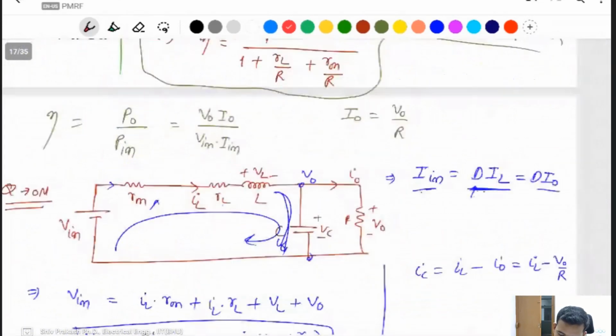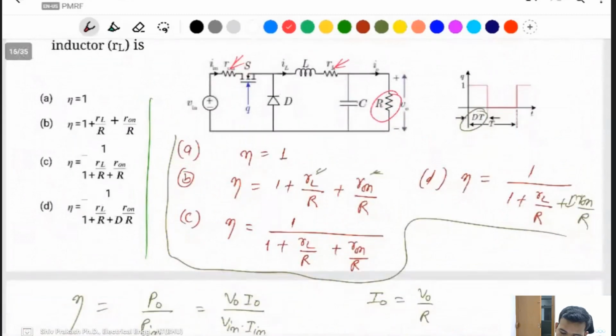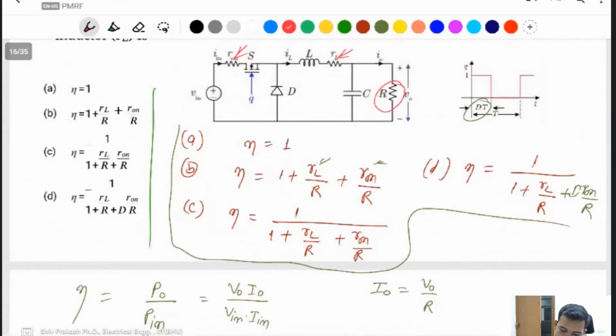Because of the voltage drop across it. All the components are connected in series, because if the switch is on, they are all connected in series, and when the switch is off, they are also in series. That's why there is a voltage drop. If the voltage drop is more, the output voltage will be reduced. Actually, the output current will reduce, but the relation between I naught and I in remains the same.